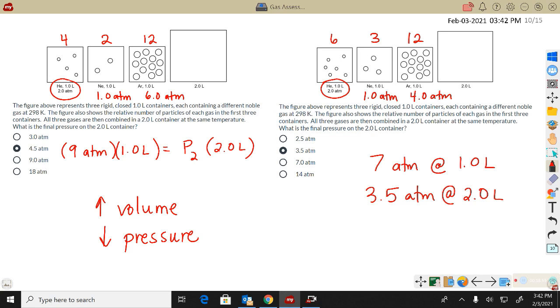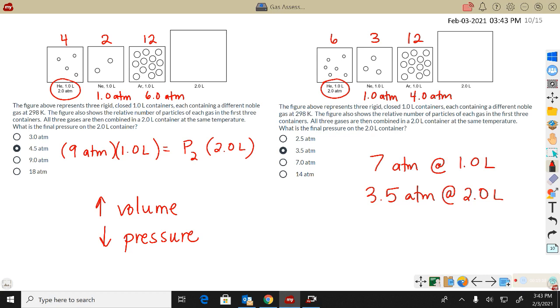Okay, so there's different ways of going about this. In a nutshell, I kind of need to know the pressure in each of those 3 1-liter containers. Pressure is dependent on number of particles, as long as the gases are at the same temperature and they're in the same volume container, which the first 3 are. So it would be relative to the number of particles.